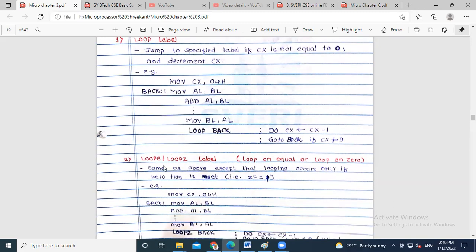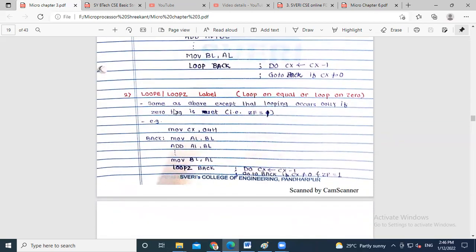Okay. So next one is loop equal or loop on zero. LOOPE, loop on equal or loop on zero label. In this, the same as above except that looping occurs only if the zero flag is set to 1. Otherwise, it should not loop. Here again, one example, the same example you have to follow with BL and AL.